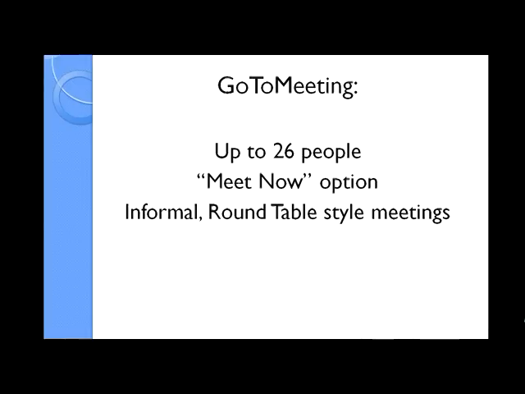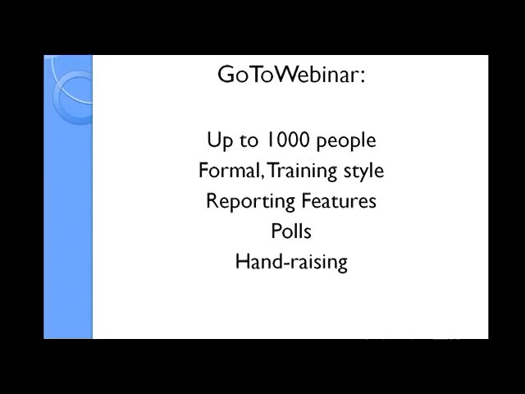GoToMeeting also has a Meet Now option, where the user can set up a meeting immediately, send out the information to the invitees, and have a meeting within moments without having to set up any registration information. GoToMeeting is best used for small, informal meetings like staff meetings, or a quick update meeting between state offices where everyone will be participating. GoToWebinar supports up to 1,000 people and is designed for more formal, training-style meetings where there will generally only be one person presenting at a time.